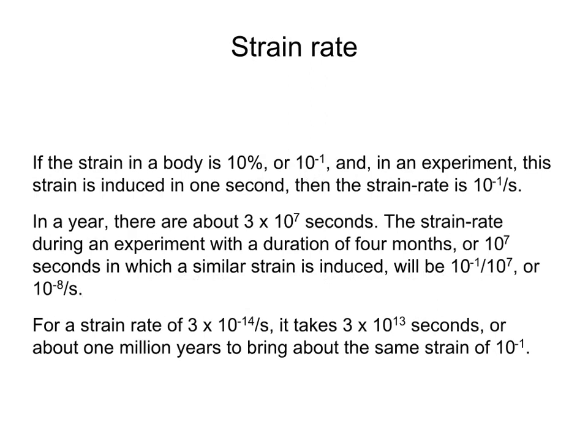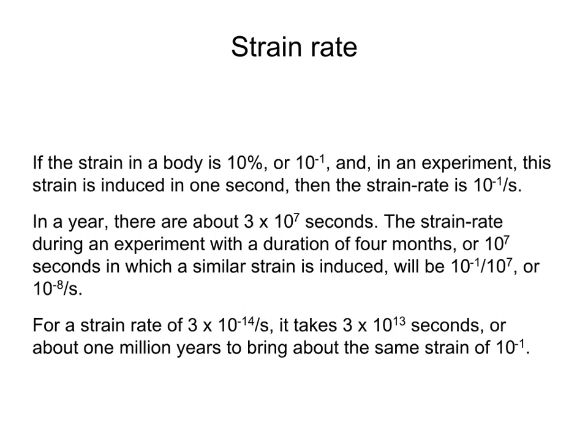Suppose the strain in a body is 10%, or 10 to the minus 1. If in an experiment this strain is induced in 1 second, then the strain rate is 10 to the minus 1 per second. Now, if the same strain is induced during an experiment with a duration of 4 months, or 10 to the 7 seconds, the strain rate is 10 to the minus 8 per second.